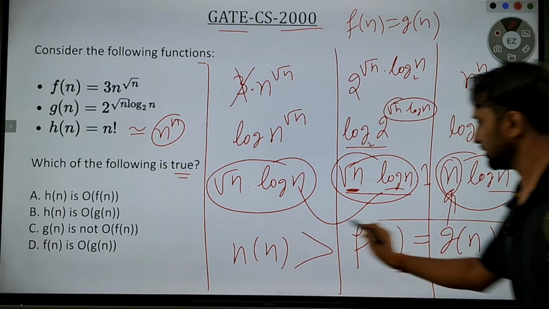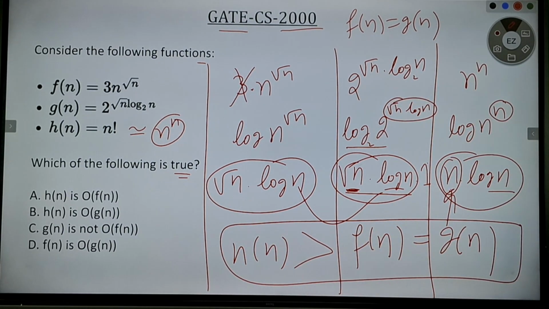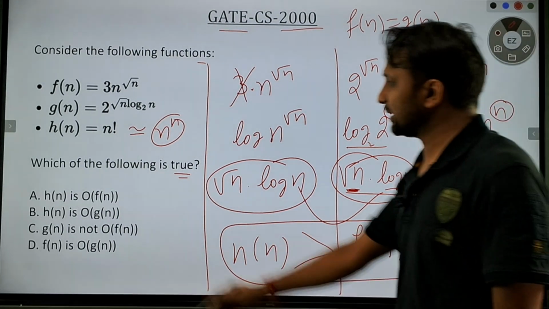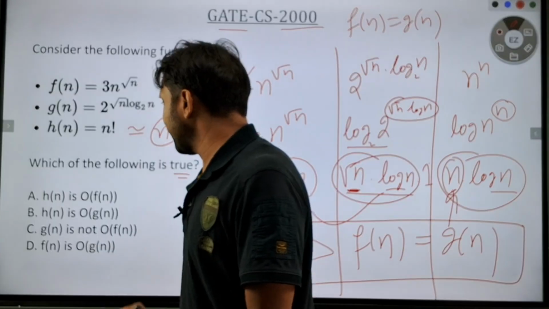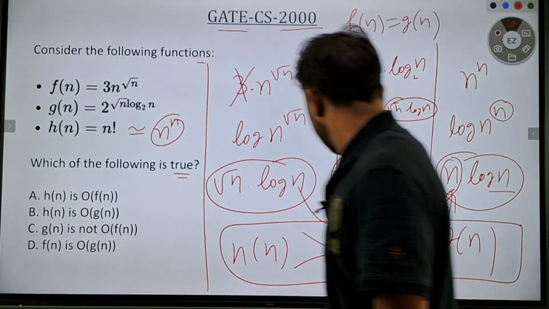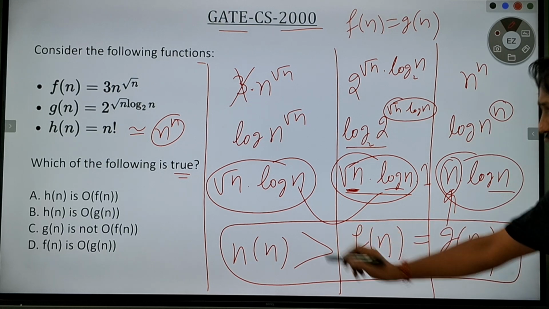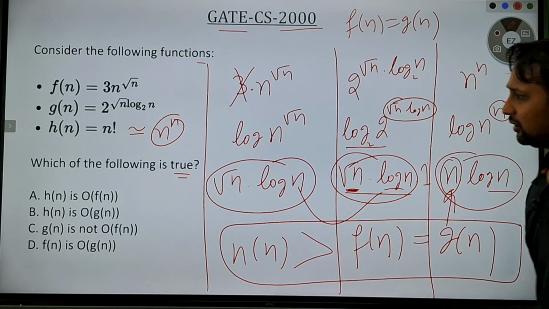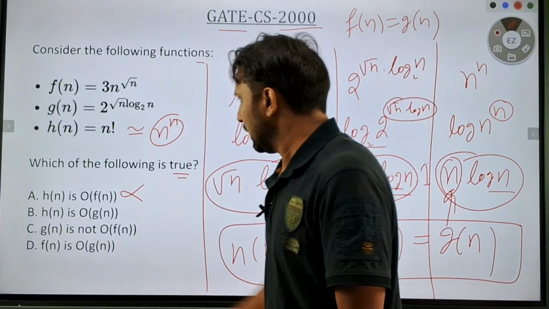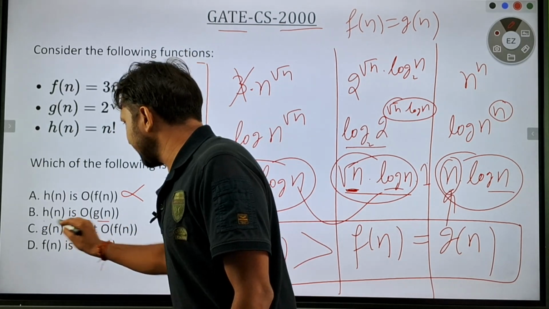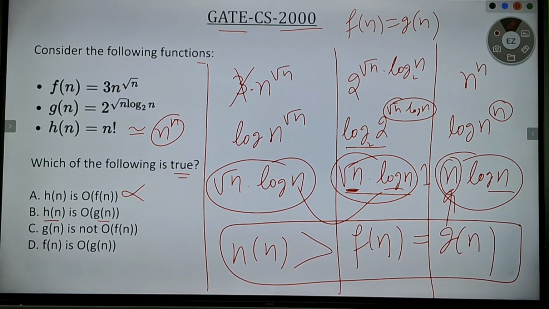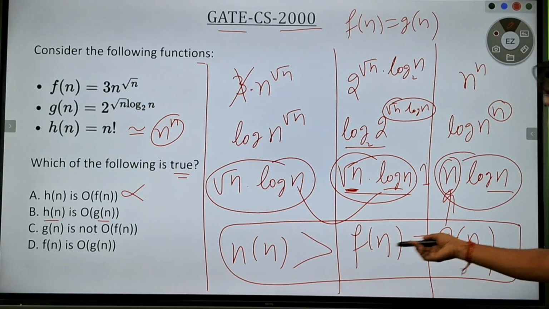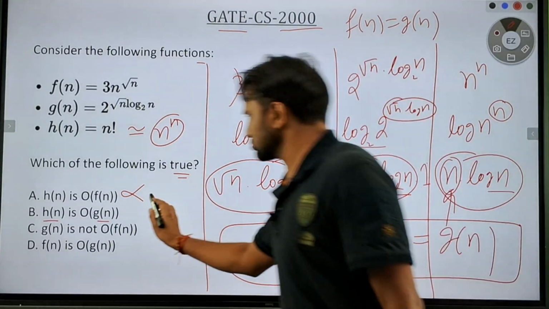This is the relation between these three functions, and based upon that, we can see which statement is true. This one says Hn equals big O of Fn, meaning Fn is greater than Hn. Fn is not greater than Hn, so this option is wrong. Here it says Gn is greater than Hn. No, Gn is also not greater than Hn. Hn is greater than both of these, so this is also wrong.